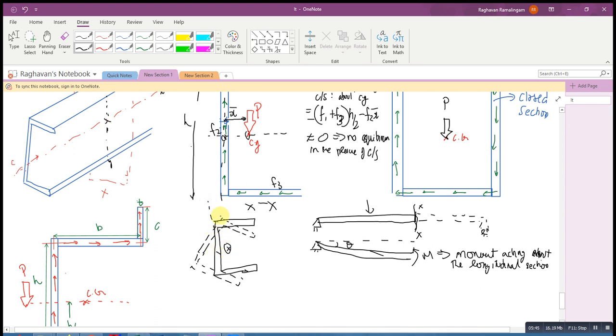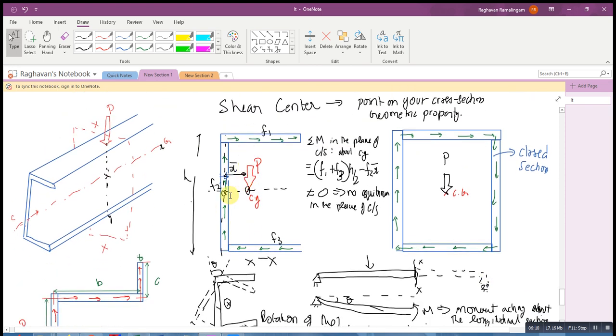So I may have a certain clockwise rotation. This is a rotation of the cross section face, or the better way to call this is twisting or torsion.